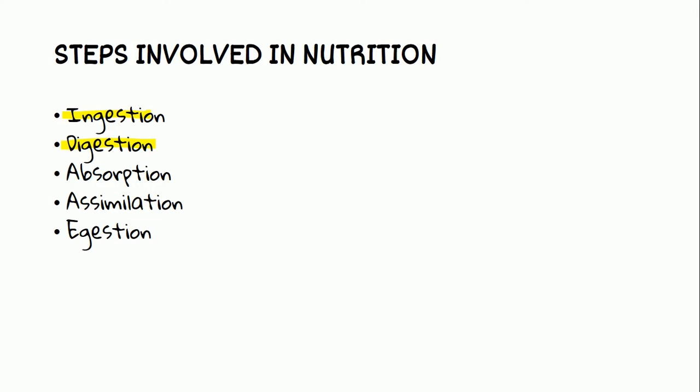Digestion means the breakdown of that food into smaller particles so that the nutrients can easily be absorbed. The absorption of nutrients is the next step, and then the utilization of those nutrients in our body is called assimilation, and lastly is egestion, in which the undigested food gets removed from our body.